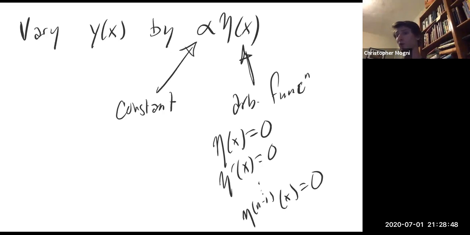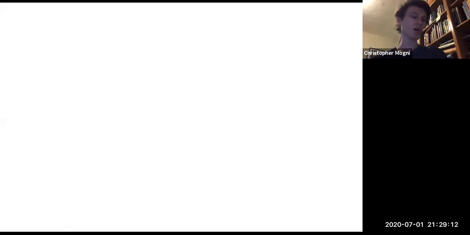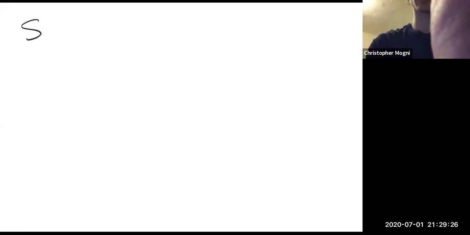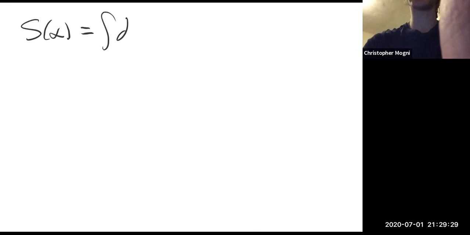Now remember, we defined a functional S in terms of an integrand which depends on y all the way up to its nth derivative. So that's why we have this n minus 1 here. You'll see why this becomes relevant in just one second. So cool. When we vary S with respect to y, meaning that we take y and add alpha eta to it, what we're really doing is the following. We're saying S is a function of alpha now. It's equal to this integral.